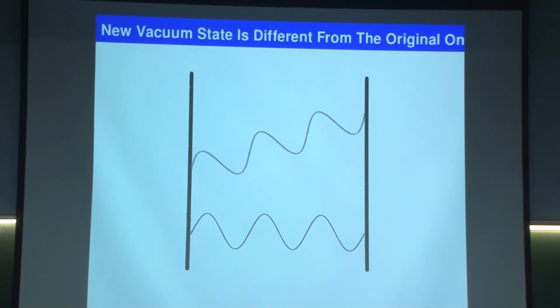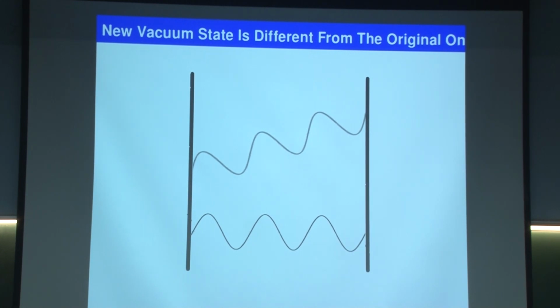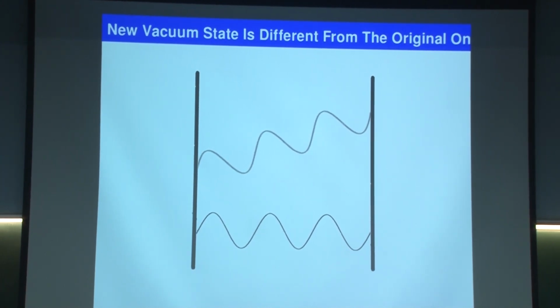So, the new modes and the old modes are different, and if you go and work out your harmonic oscillator, the new harmonic oscillators and old harmonic oscillators are different, and then if you go and work out the energy, the new energy and the old energy are different. The difference between the two energies is what appears as the energy density between the Casimir plates.